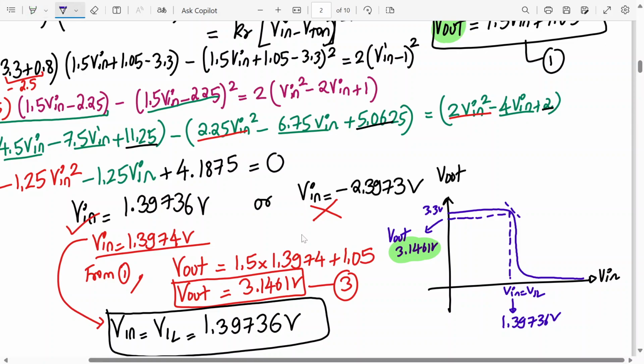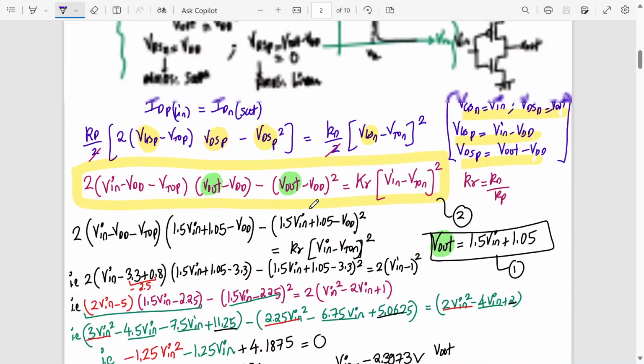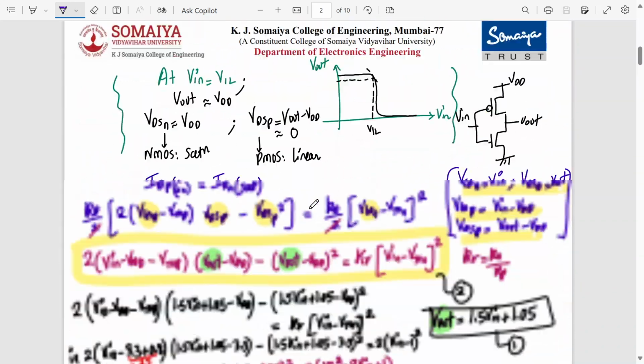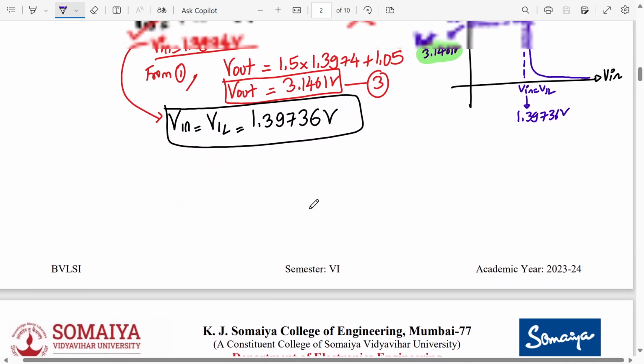I hope you are understanding now. This is V out. Okay. Now on similar lines, you have to calculate VIH. So are we ready for VIH? Okay. Let's begin for VIH.